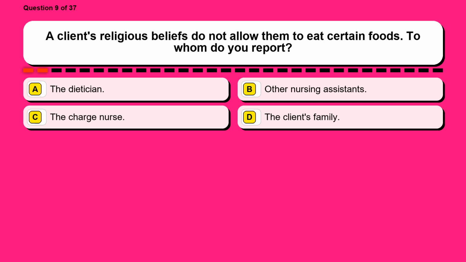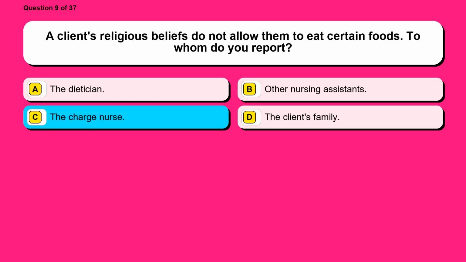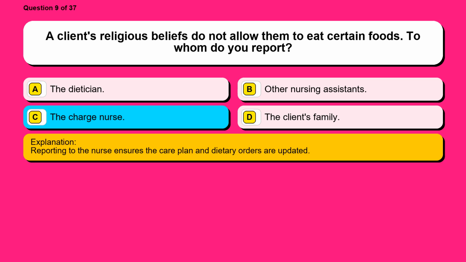Question 9. A client's religious beliefs do not allow them to eat certain foods. To whom do you report? Option A. The dietitian. Option B. Other nursing assistants. Option C. The charge nurse. Option D. The client's family. The correct answer is option C. The charge nurse. Reporting to the nurse ensures the care plan and dietary orders are updated.